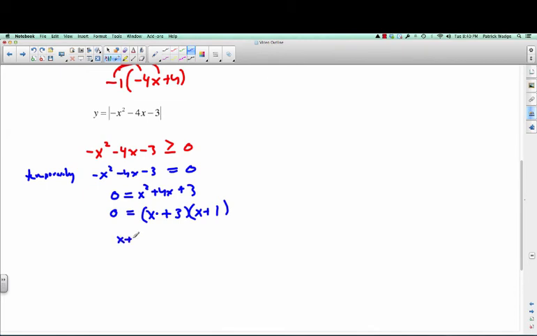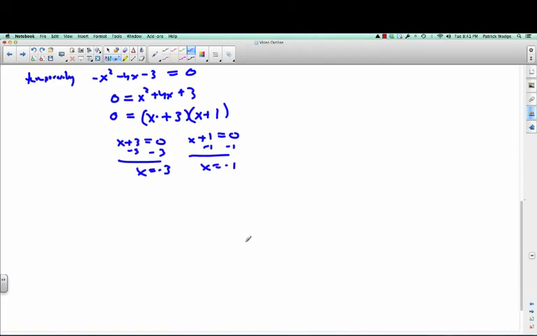Either x plus 3 equals 0 or x plus 1 equals 0. Solve this, subtract 3 from both sides, you get x equals negative 3. Subtract 1 from both sides, you get x equals negative 1. And we're not done yet. You know what you do now? You put it on a number line. We've got negative 3, we've got negative 1. We've got to figure out what kind of dots to put.